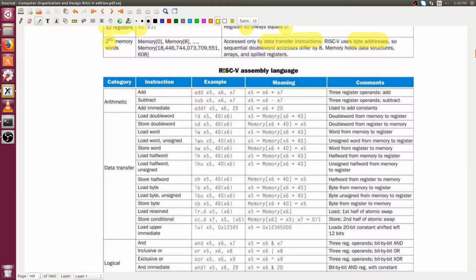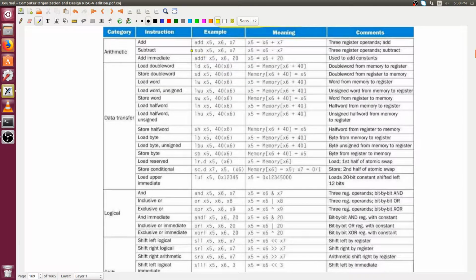So then we have the RISC-V assembly language itself. We see that it's not terribly complicated. It looks a little bit different than high-level programming languages. There are no equal signs anymore. We still have add, subtract, add immediate. So this is a little bit different.